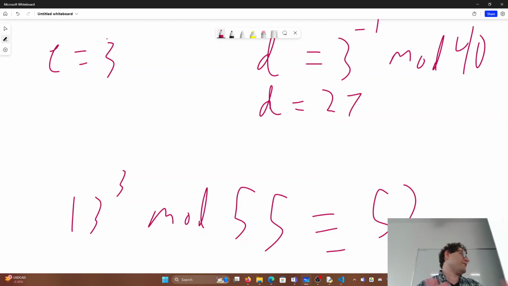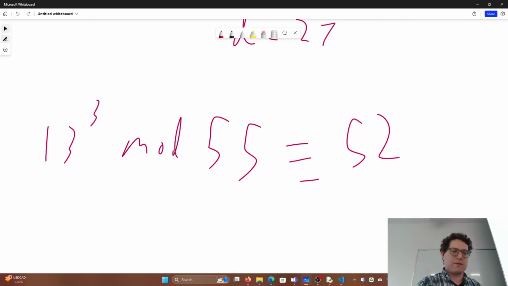So that is the encrypted message I would send. I would send the encrypted message for 52. Okay? Now, that's how a message is encrypted. If 13 was sent to me using my public key, I would get 52.